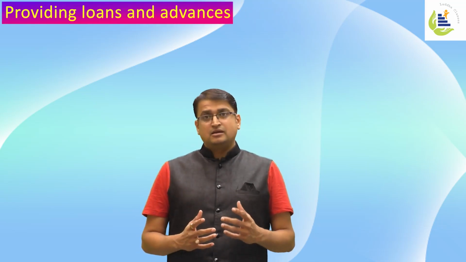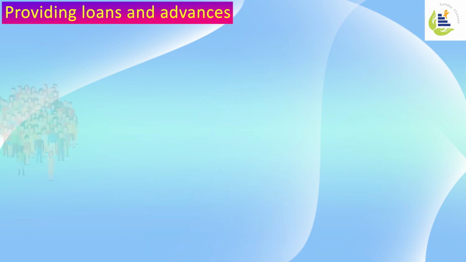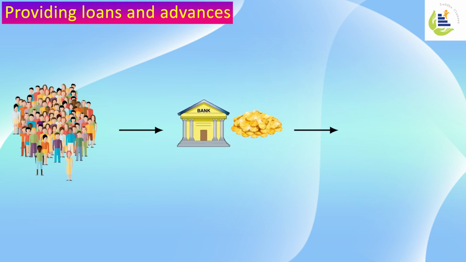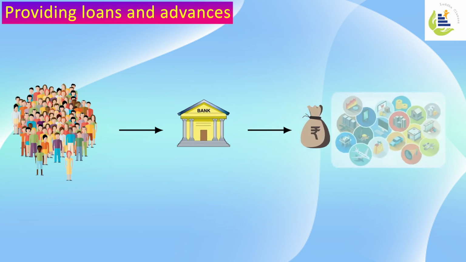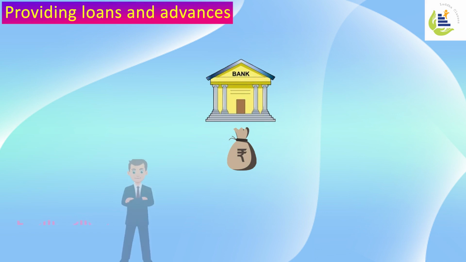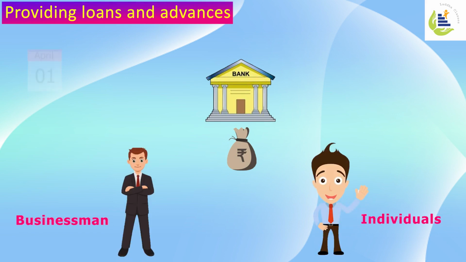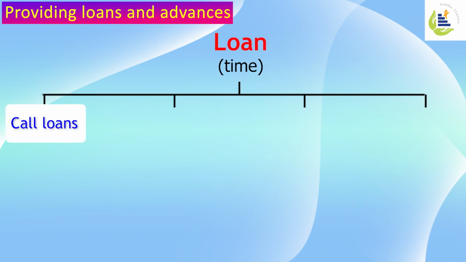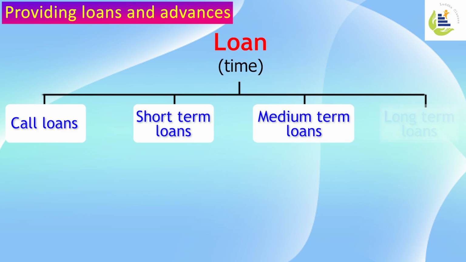Providing loans and advances is yet another primary function of commercial banks. Yes, the customer who puts deposits with the bank uses these deposits to mobilize in the form of loans and advances into different sectors of the economy. Bank gives these loans and advances to businessmen and individuals as per their demands. On the basis of time, the loans can be divided as call loans, short-term loans, medium-term loans, and long-term loans.